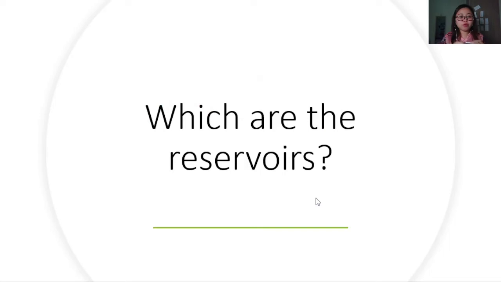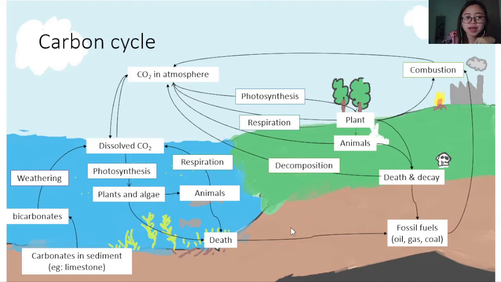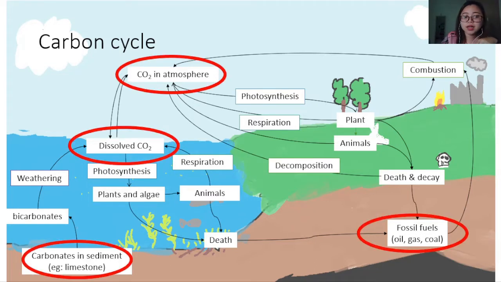Moving on. Okay, before we conclude this part about the carbon cycle, I would like to ask you, which are the reservoir pools of the carbon cycle? Based on this diagram, the reservoir pools of the carbon cycle are the carbon dioxide in the atmosphere, dissolved carbon dioxide in water, carbonates in sediments such as limestone, and in fossil fuel. So these four are the reservoir pools for the carbon cycle.